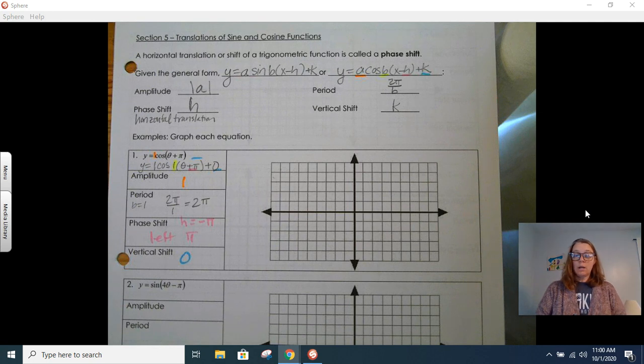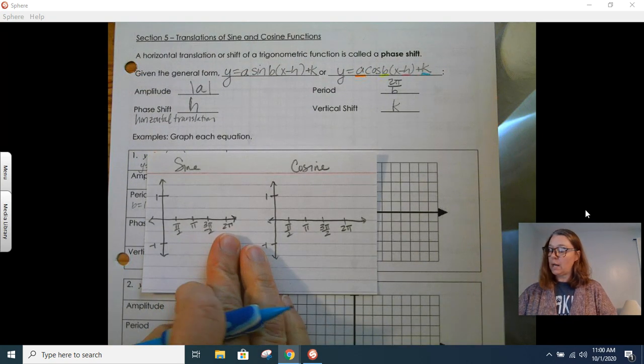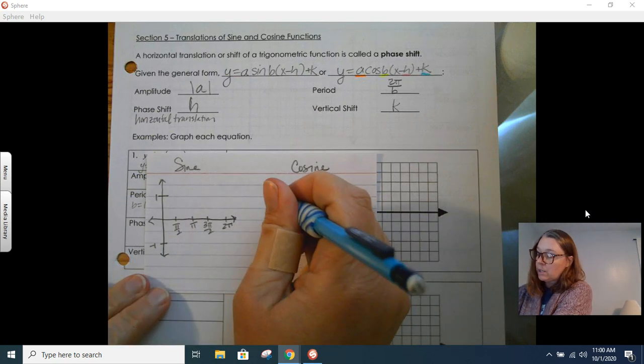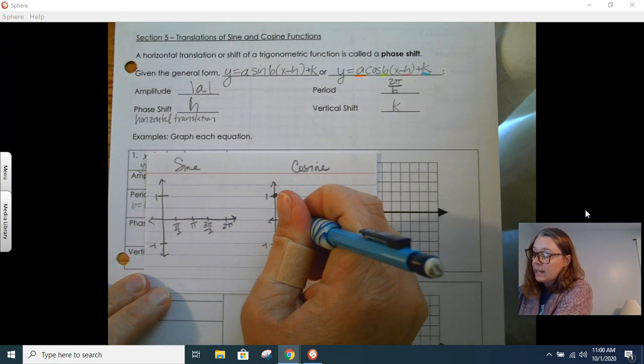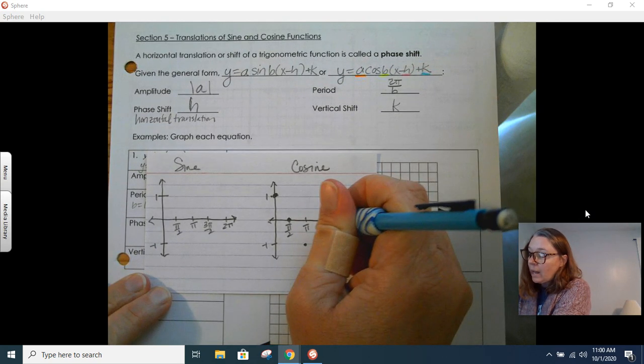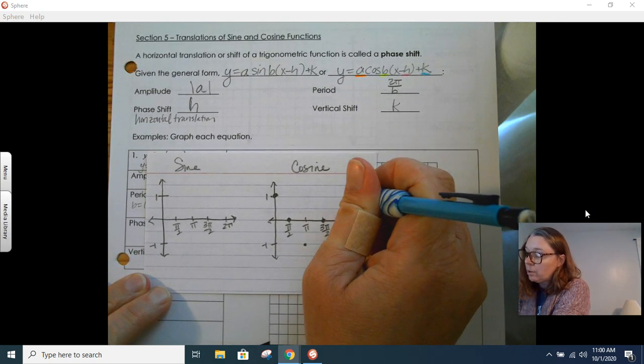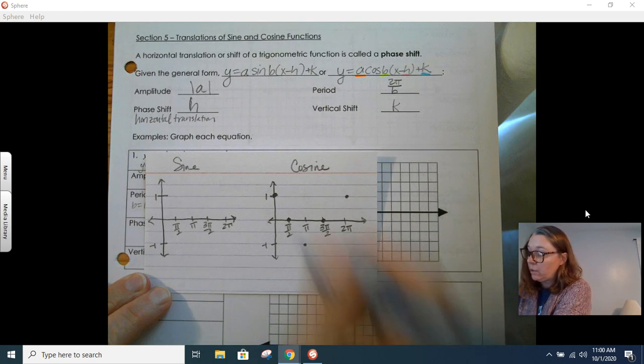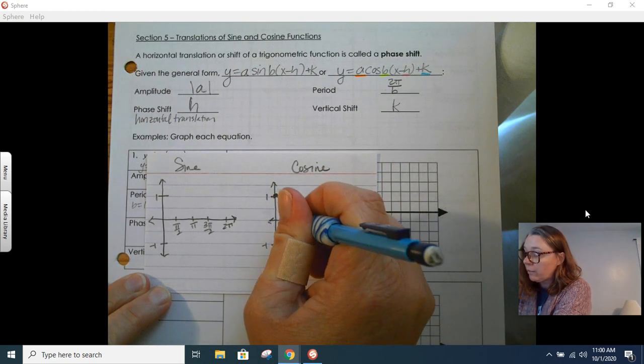All right, so we're going to start how we did before. Last week we were talking about amplitude and period changes, starting with the parent function and going from there. We're going to do the same thing here. This is a cosine. Remember our parent function for the cosine: it starts up here at 1, hits the x-axis at pi over 2, hits its min at pi, the x-axis again at 3 pi over 2, and then hits the end of its period at 2 pi.